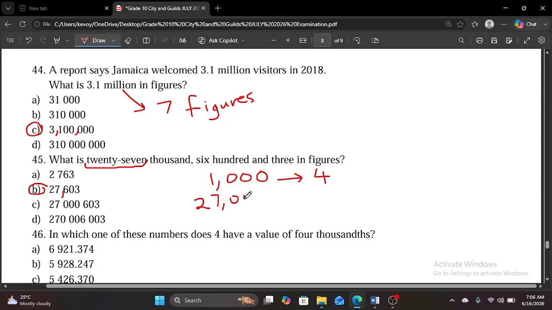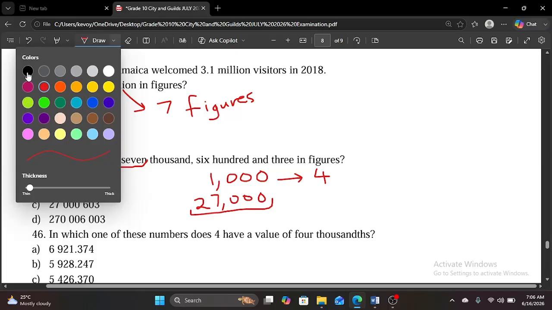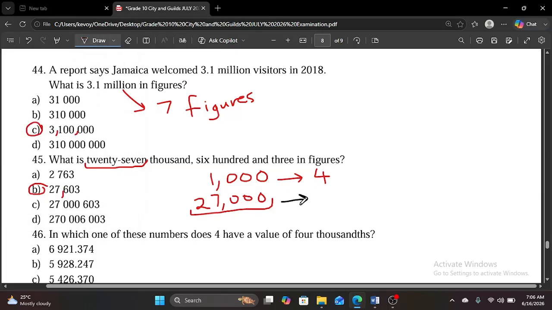So for this amount right here, we're not looking for 4 figures. We're looking for 5 figures. So that's going to be 1, 2, 3, 4, 5. And that's the reason why we chose B for our answer, because we're looking for 5 figures.